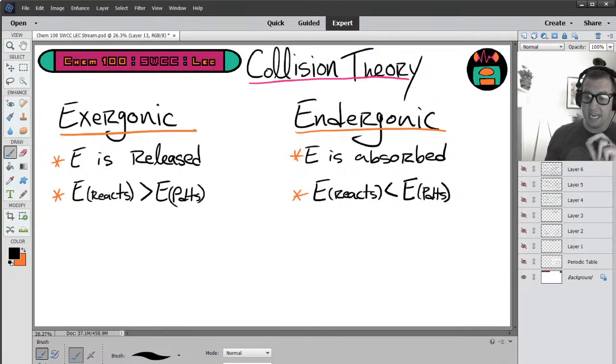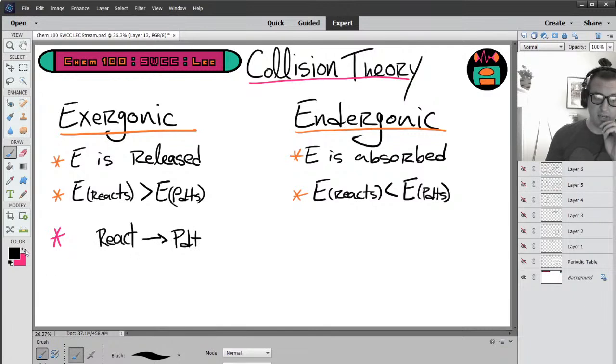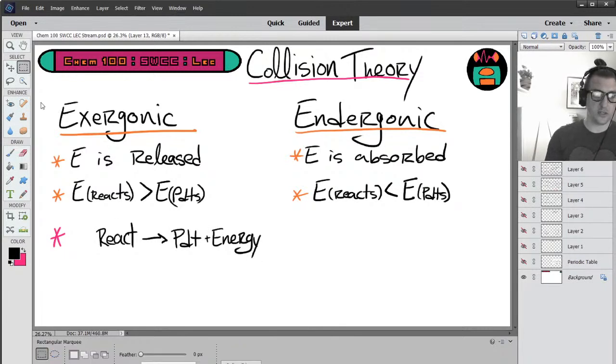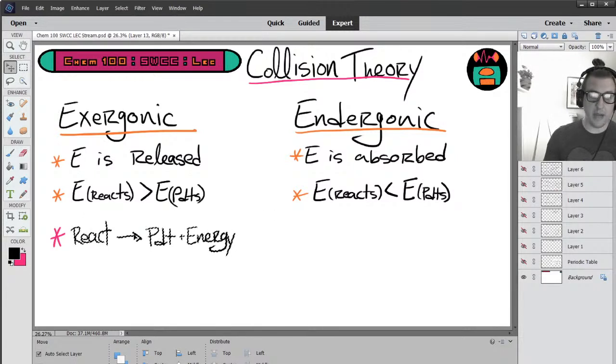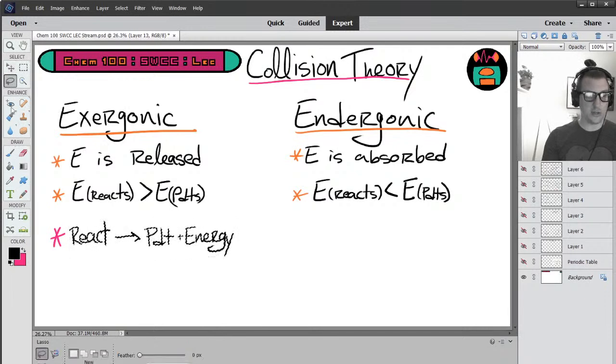The last key difference, and this is a new way of putting it, is with an exergonic reaction, if you look at a balanced chemical equation, you've got your reactants becoming products. Heat or energy, because it's being released, can be considered a product of this reaction. All right? Energy is produced by, released by exergonic processes.